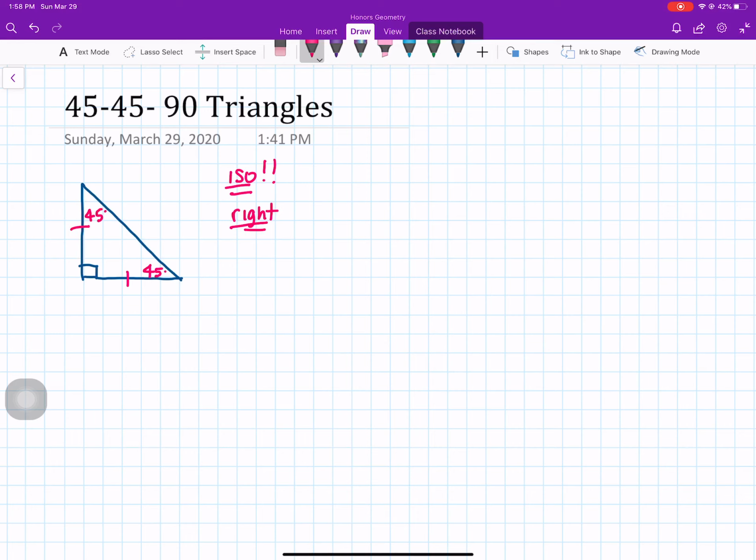This triangle has very special properties associated with its sides. Now, because it's a right triangle, we can always apply the Pythagorean theorem. So let's say that we start here. If I know these two sides are 1 and I want to find the hypotenuse, I would use Pythagorean theorem, 1 squared plus 1 squared equals c squared. 1 squared plus 1 squared is 2. So c is the square root of 2.